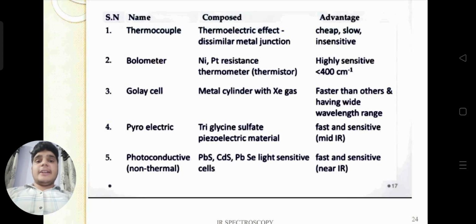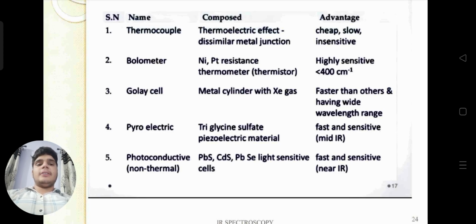Its advantage is that it is faster than others and has a wide wavelength range. The fourth one is pyroelectric. It is composed of triglycine sulfate piezoelectric material. It is also fast and sensitive, and its range lies in the mid IR.